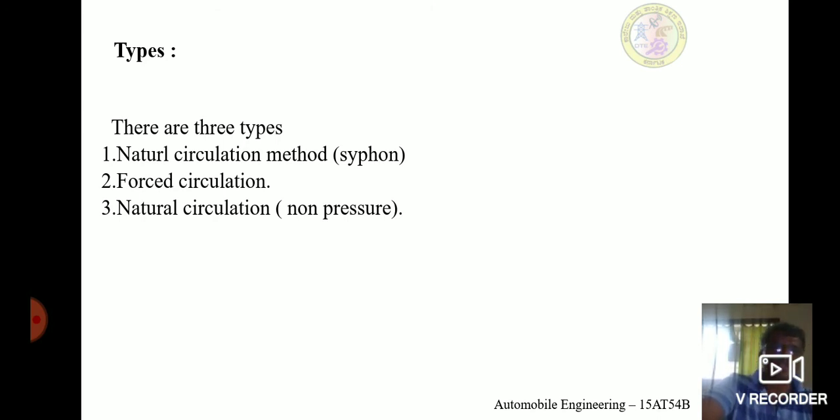Another is forced circulation. We can have a pump and pump the cold water to the collectors. Natural circulation is non-pressure. Pressure means that when hot water collects at the bottom, it pushes the hot water up by force. That is called pressure. Here no such pressure is there. Natural circulation is called the non-pressure type.